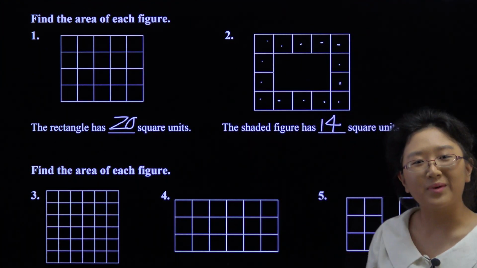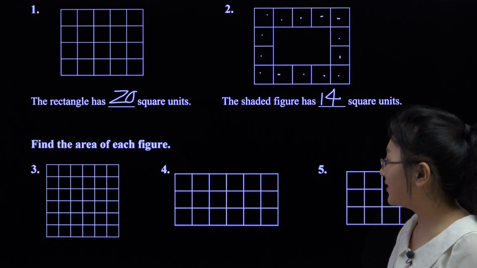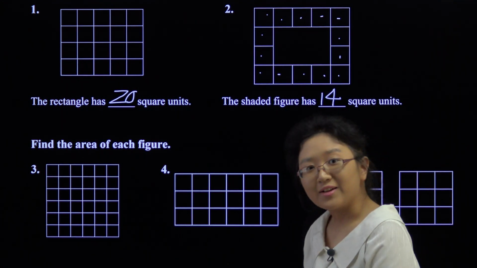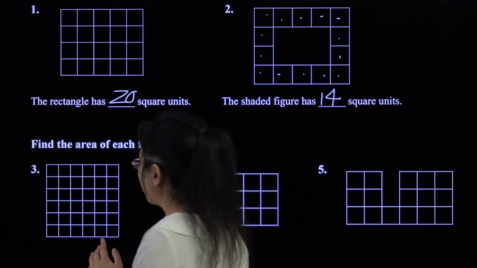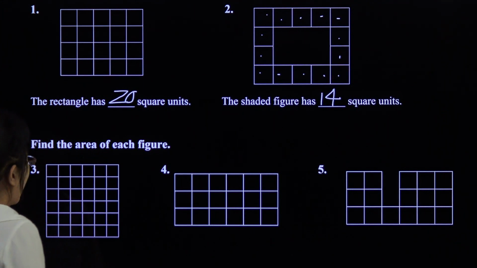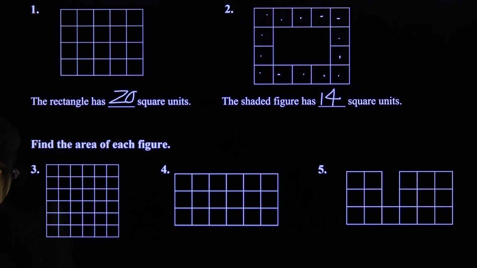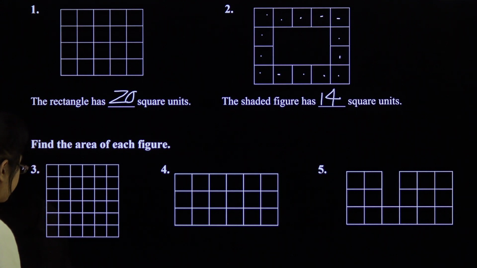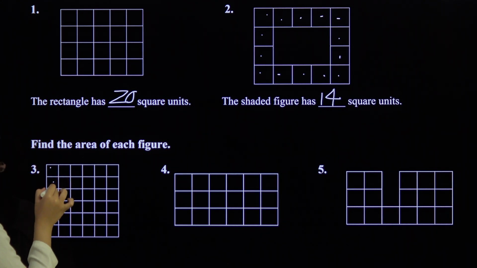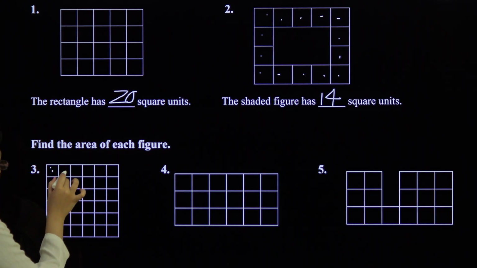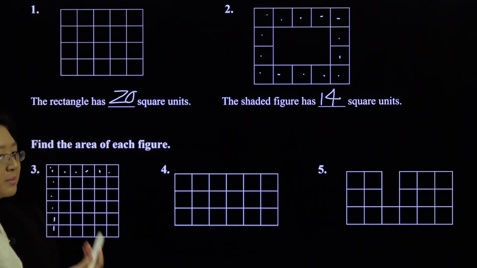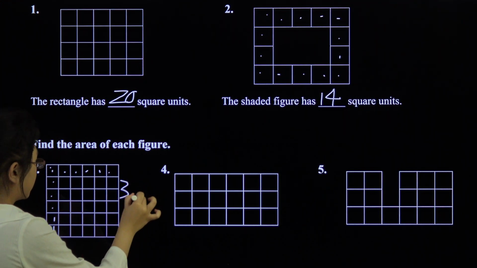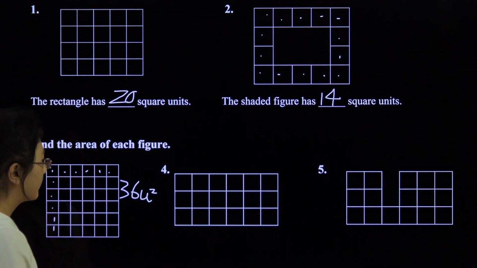It gets a lot harder when we stop doing rectangles, but hey, you're in grade 3. You don't have to worry about that yet. Find the area of each figure. So, I mean, this is a full square or rectangle. Is it a square or a rectangle? It's a square. And there's 6 on each side. 6 times 6, 36 square units.